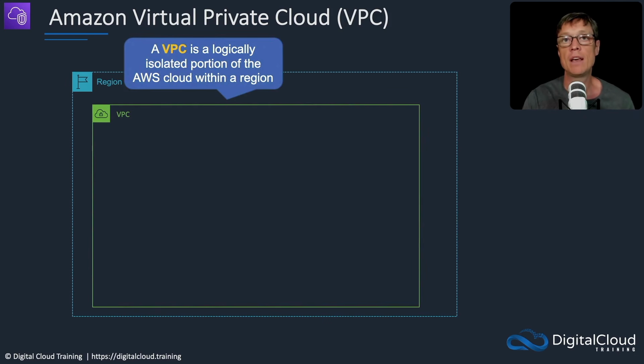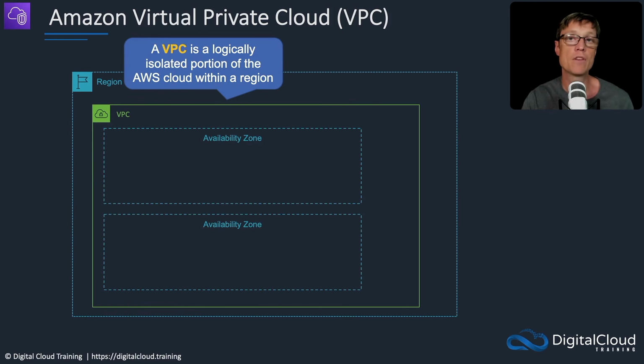A VPC is essentially a logically isolated portion of the AWS cloud that you can then use to deploy your resources inside it. And that's different to the public space outside of the VPC, where services like Amazon S3 sit. This is a private space, and you have full control over how you configure your VPC.